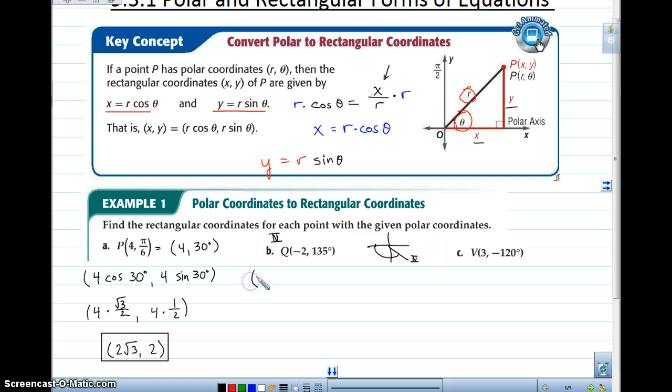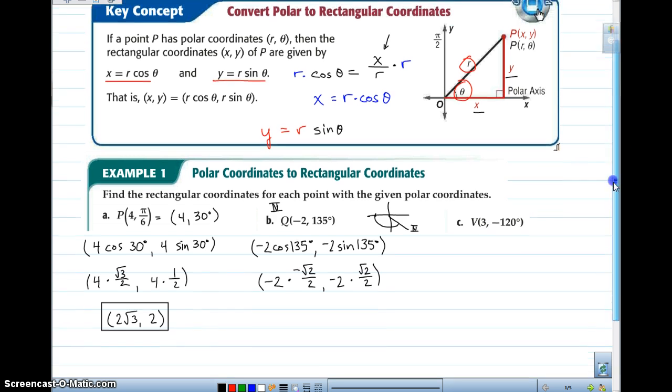So for this one, we're going to get negative 2 times the cosine of 135. And this is going to be negative 2 times the sine of 135. Again, an angle measure that's on our unit circle, so we'll get the exact ratio for these. This is negative 2 times, for cosine, negative square root of 2 over 2. And for sine, it's just positive square root of 2 over 2.